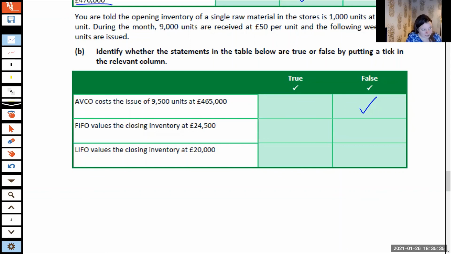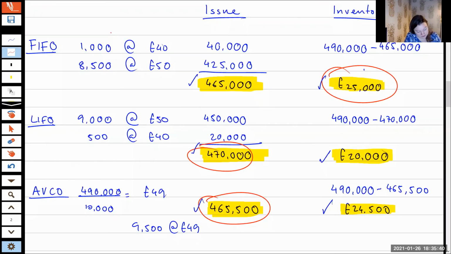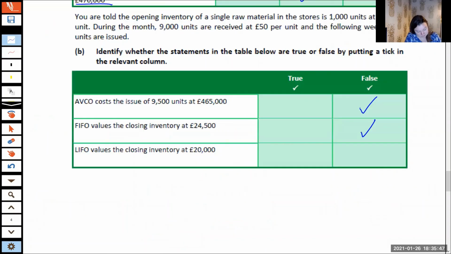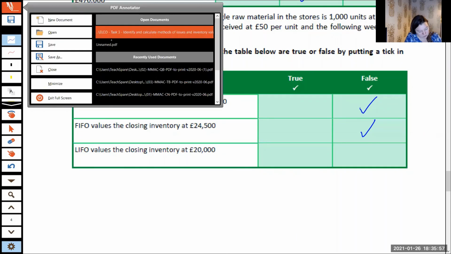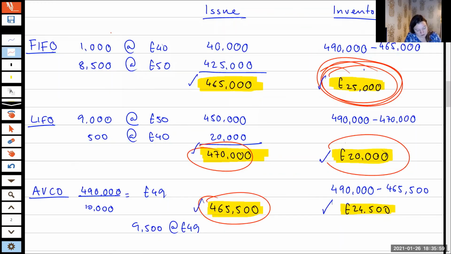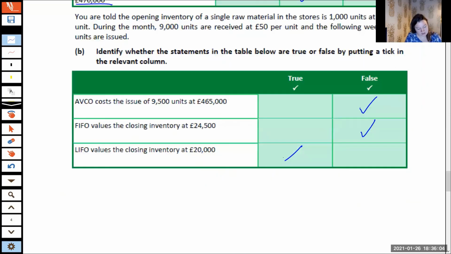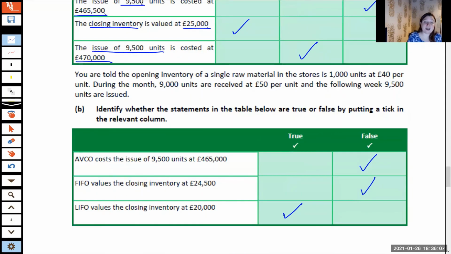FIFO values the closing inventory at 24,500. Let's have a look at what we got for FIFO closing inventory. No, we can see it's £25,000. Again, that is false. And the last question we've got here, LIFO values the closing inventory at £20,000. Is that true or false? If I have a look at LIFO, the closing inventory was £20,000, and so that question is true. And that is exactly how we would answer that question.